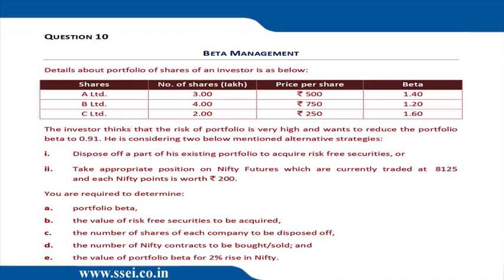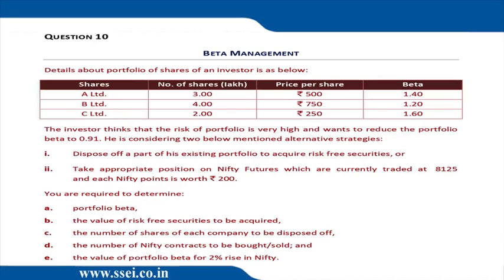He is considering two strategies. First, dispose of part of the existing portfolio to acquire risk-free securities. So it's clearly given you are not supposed to put fresh money to buy risk-free securities. You are supposed to sell part of the existing portfolio to buy risk-free securities. This is what makes the question different from what we did in portfolio management, where we introduced fresh money to buy risk-free securities. Second, take an appropriate position on Nifty futures, which are currently traded at 8125 with a multiple of 200. Obviously, we have to sell Nifty futures.